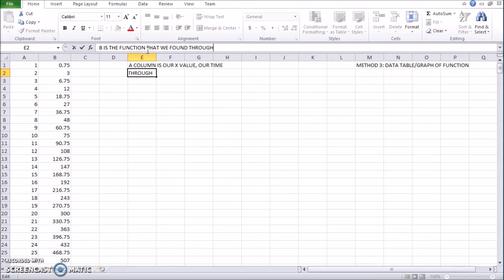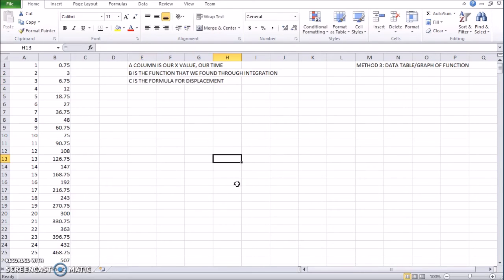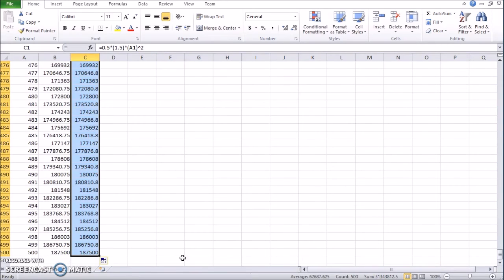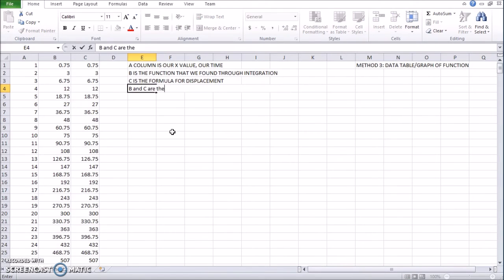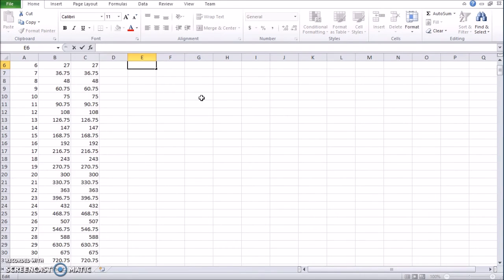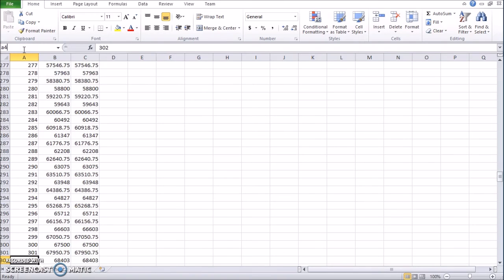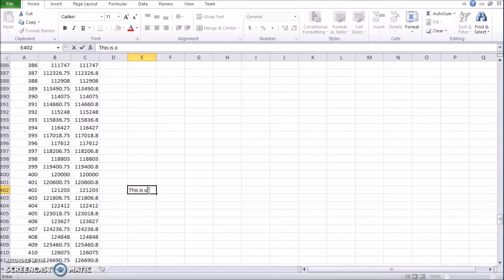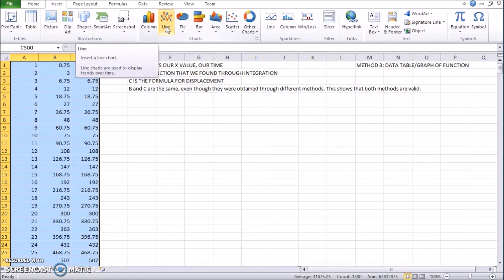Just for the sake of it, to show you that they are equal, I'm going to quickly write the formula that we got from the equation. And that's going to give us the same value. This is just proving that they're equal, that we found the same answer. Let's find it real quick. At 402 seconds, that is our distance traveled.